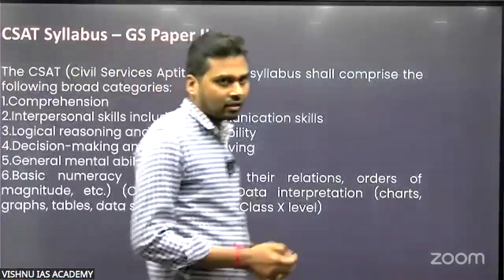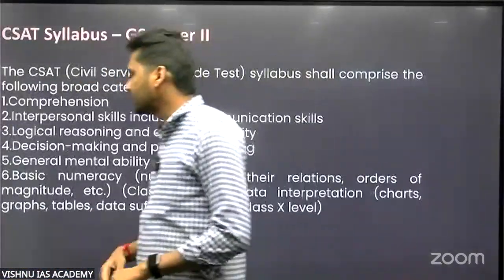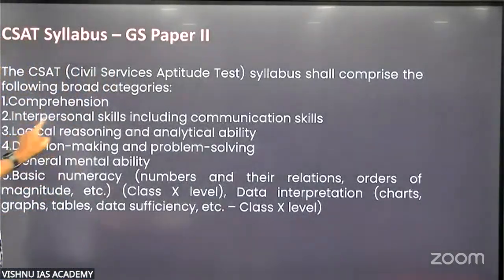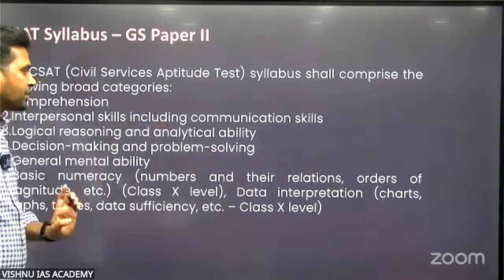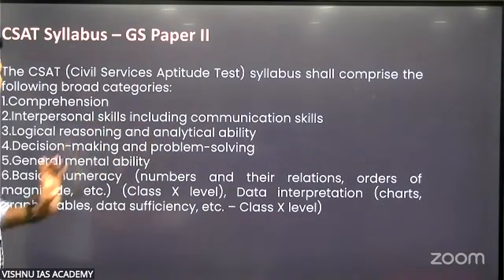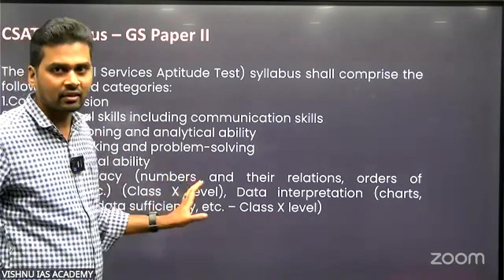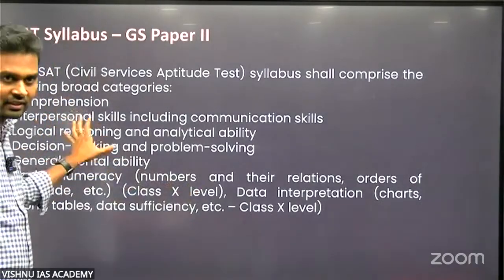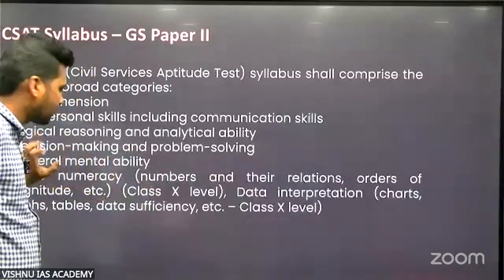So, the syllabus. This is the syllabus. The first one is comprehension. The second one is interpersonal skills, including communication skills, logical reasoning and analytical ability, decision making and problem solving, general mental ability, basic numeracy. It is given like this. It is the official syllabus. Officially, UPSC gave the syllabus for CSAT like this. So 6 parts are there.